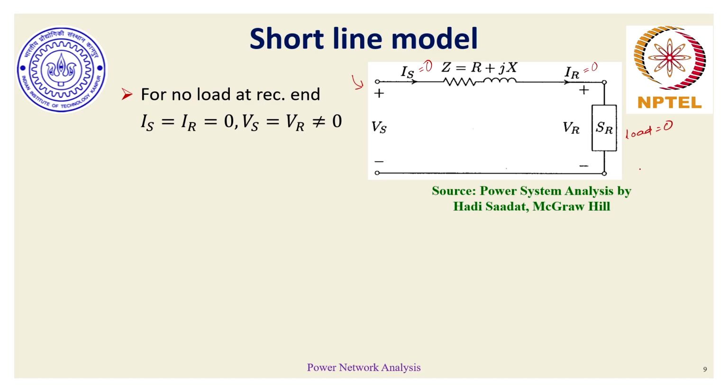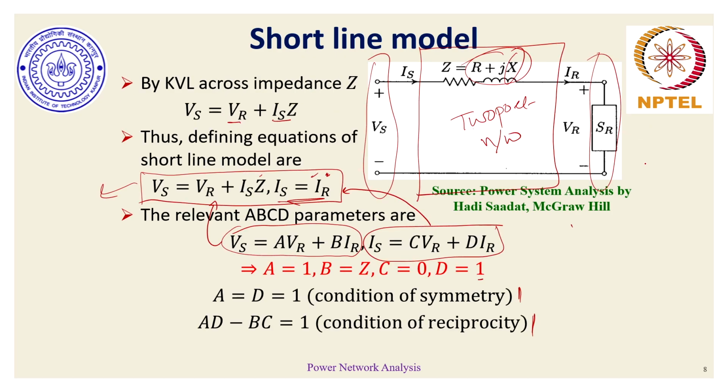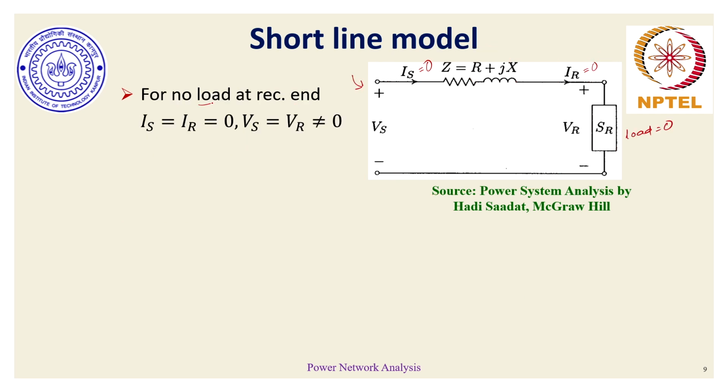There need not be a load present at the receiving end. So Vs, as per the equation that we saw here, Vs is equal to Vr plus Is into Z. Is is equal to 0 for no load condition. So Vs is equal to Vr, which need not be equal to 0 depending on the type of source which is present.